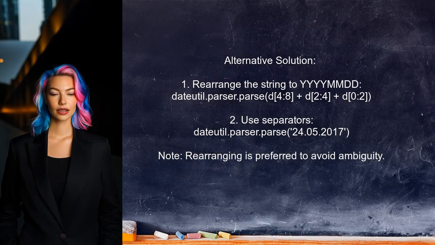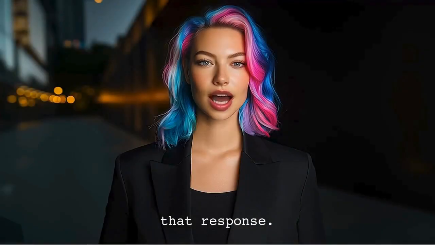This user suggests that dateutil.parser needs hints about the date format. Without these hints, it assumes the format is YYYYMMDD, which causes issues with your input. They recommend rearranging the string to YYYYMMDD format like this: dateutil.parser.parse of the rearranged string. Alternatively, you can use separators in the date, such as dateutil.parser.parse 24.05.2017, but the rearrangement method is preferred due to potential ambiguities. That's all for that response.